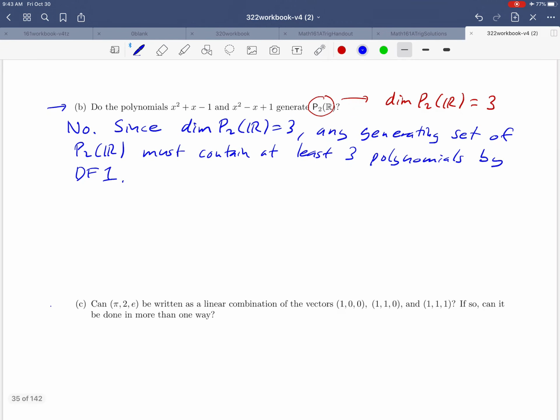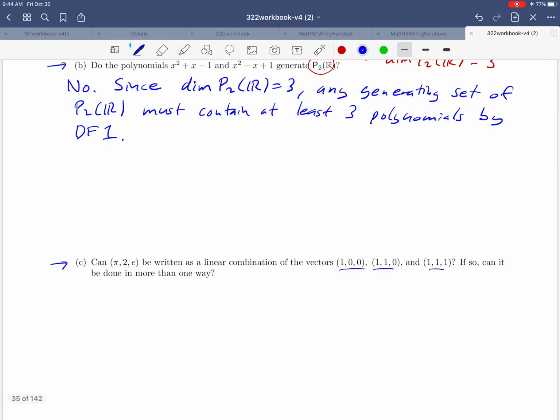Finally, part C asks us, can the tuple (π, 2, e) be written as a linear combination of these three vectors? And if so, can it be done in more than one way? We could do this by brute force, setting up a system of equations, but we're going to choose a slightly different approach. Start by making the observation that these three vectors are linearly independent. We can do that by looking at a system of equations. I'm going to form the system that we would get by making those three vectors the columns in our matrix.